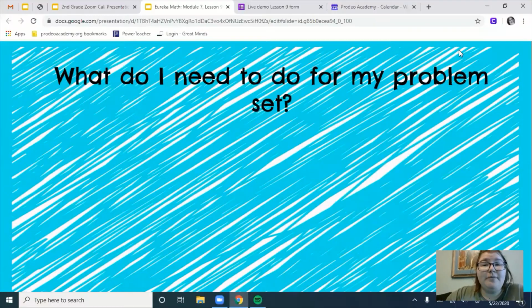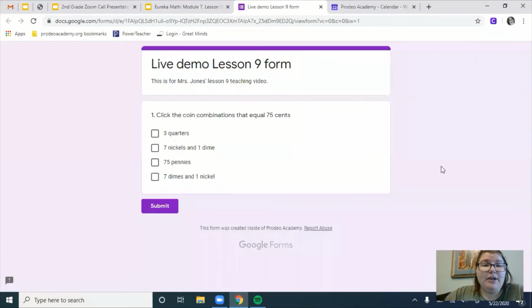Okay, so what do I need to do for my problem set? Here's what your Google form is going to look like, and it's going to ask you to click the coin combinations that equal a certain amount of money. And I'm not telling you how many are in each answer, and each answer has a different amount of check boxes that you will be checking. Some have 1, some might have up to 3, or all 4.